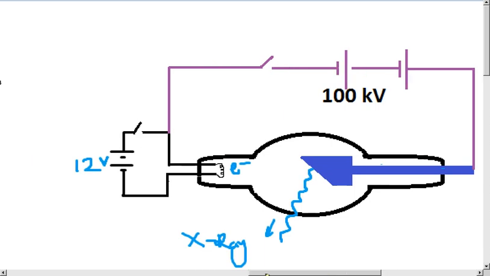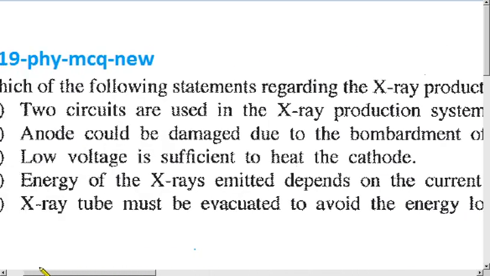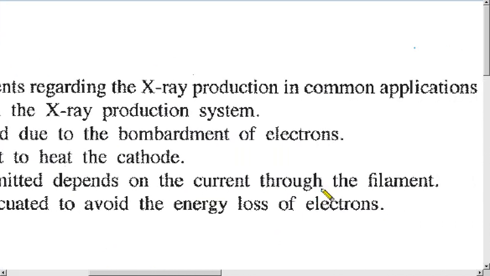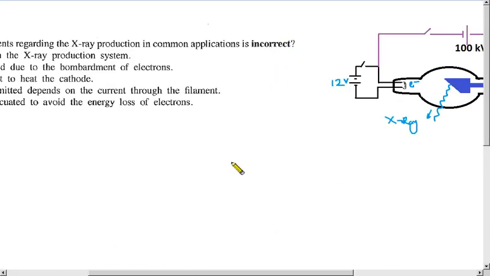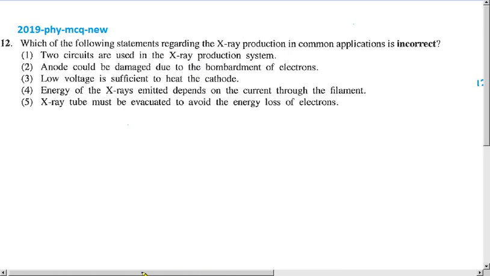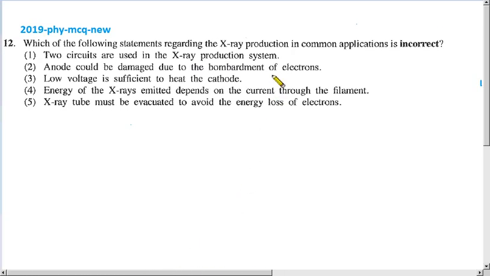So let us check the answers given. Two circuits are used, that is correct. Two circuits are used because one is to just heat up the filament, the other is to accelerate electrons to the target. So the first one is correct.